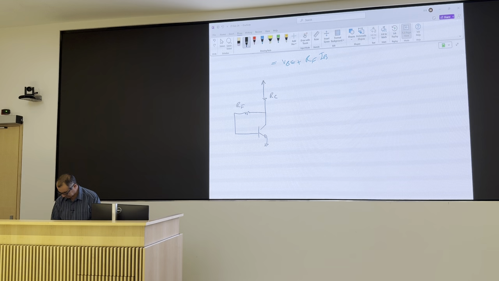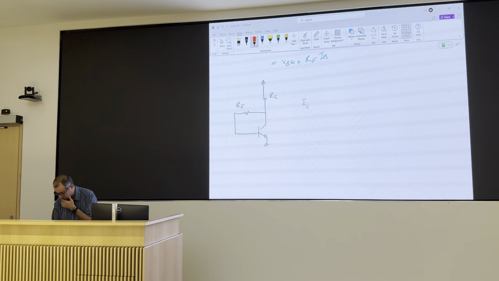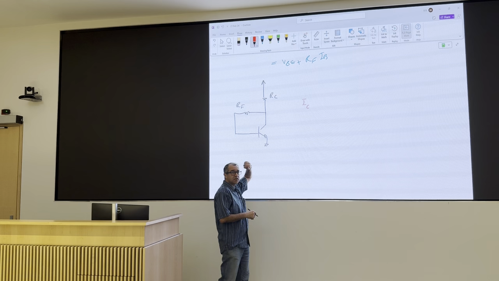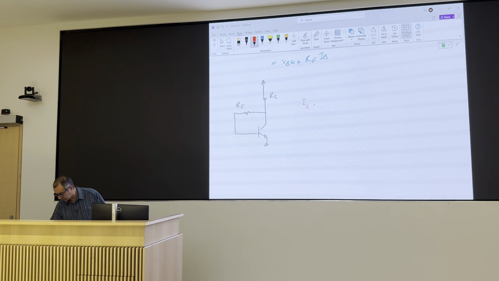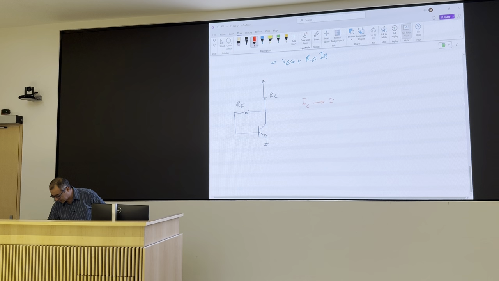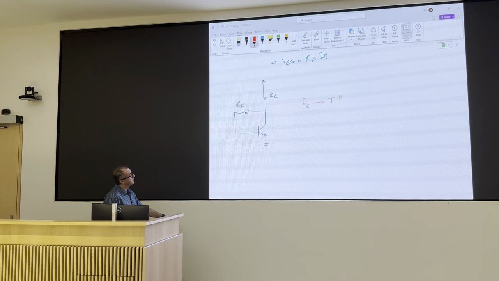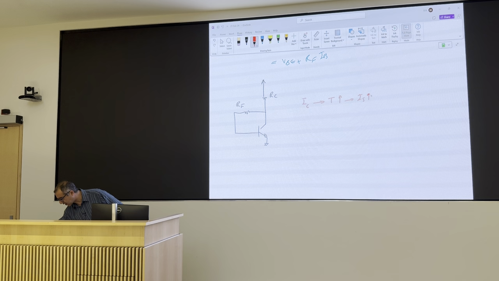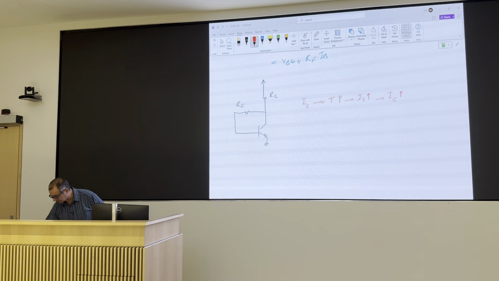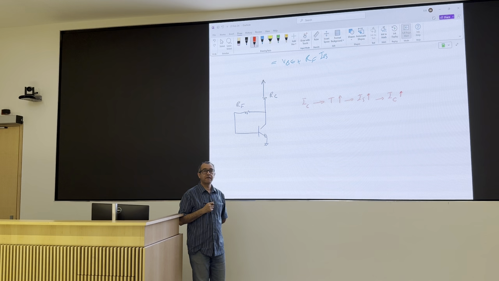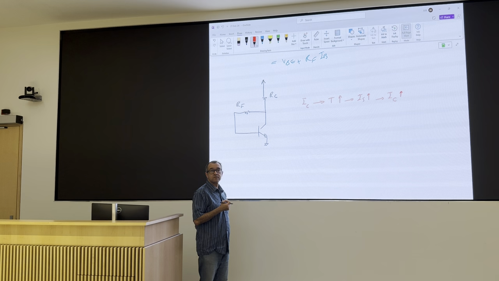Let's say you've got your IC through some mechanics. You've decided what your IC is, chosen your RF, and you're happy. You turn on the circuit, and let's say it heats up. Temperature goes up, then your IS goes up. IS goes up, then IC goes up. So far, it's all physics. What happens when IC goes up? Then IB goes down.